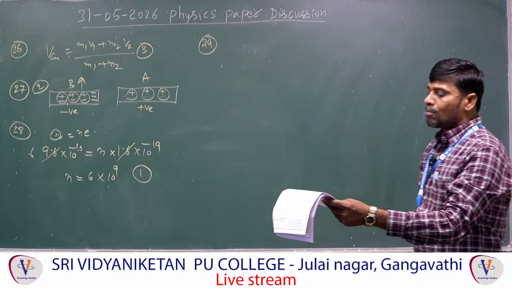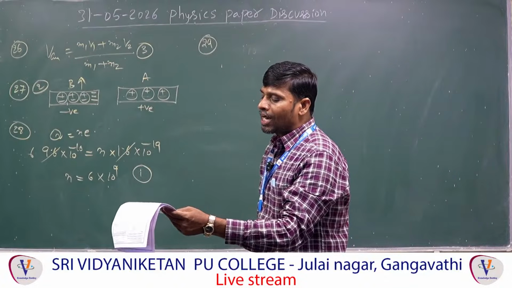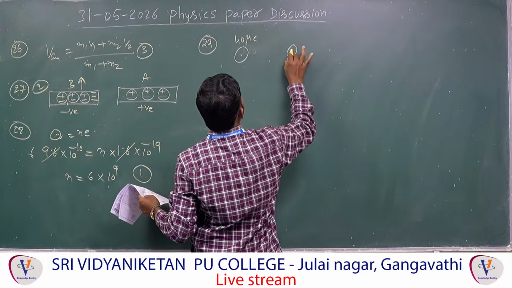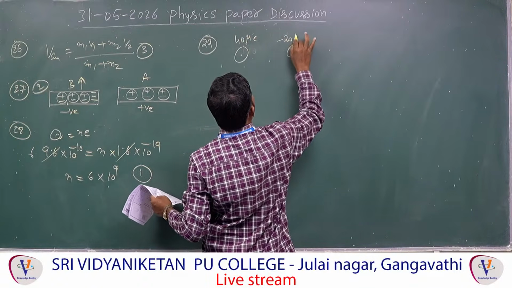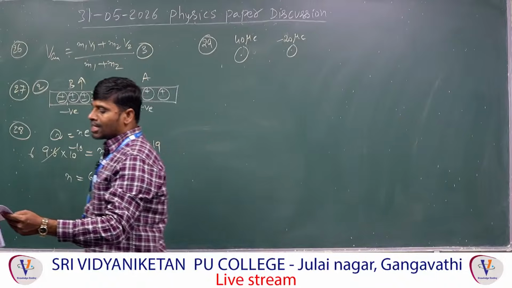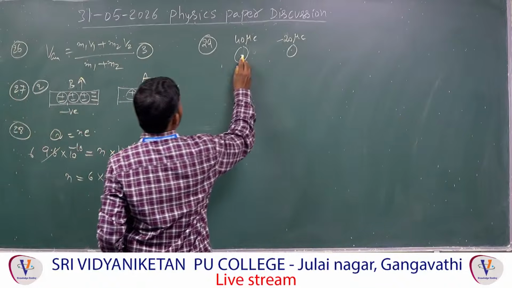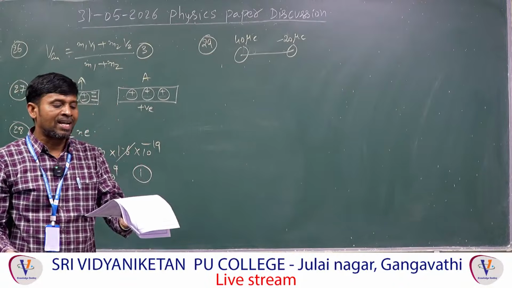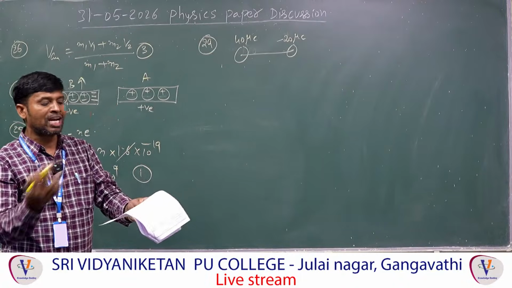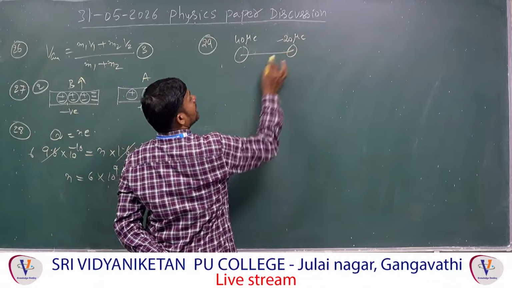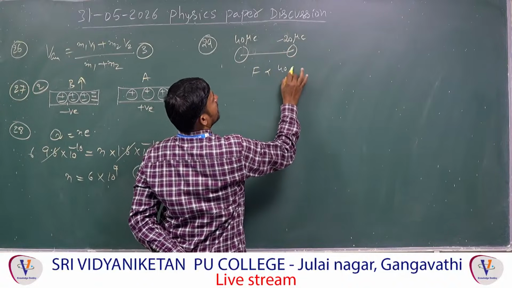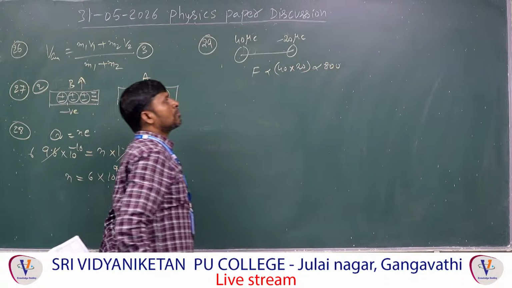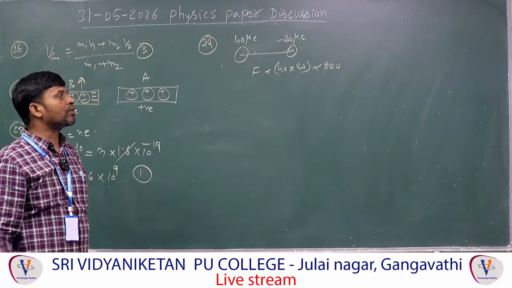Two identical bodies have charges 40 and minus 20 microcoulomb, some distance apart. Now the bodies are brought into contact and then separated. What is the ratio of the initial and final forces? Initial force: the product of the charges, 40 into 20, is 800 micro square coulomb square.